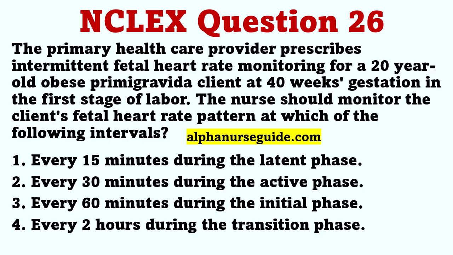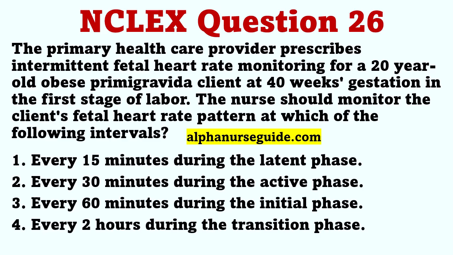The correct answer is 2. Labor is categorized into 3 phases: latent, active, and transition. During the active stage of labor, intermittent fetal monitoring is performed every 30 minutes to detect changes in fetal heart rate, such as bradycardia, tachycardia, or decelerations. If complications develop, more frequent or continuous electronic fetal monitoring may be needed.